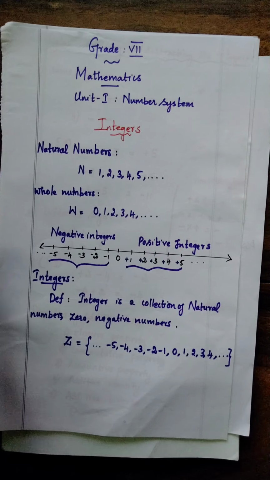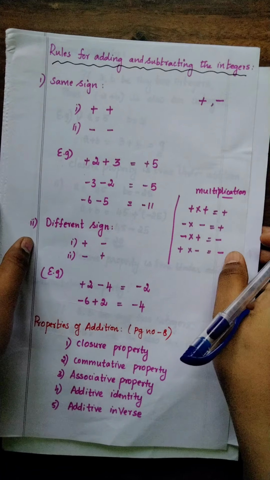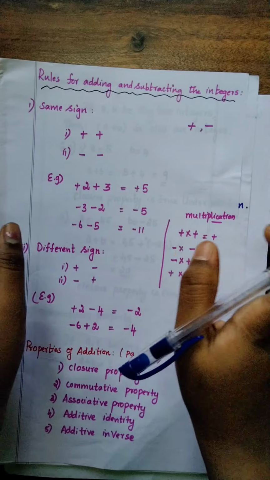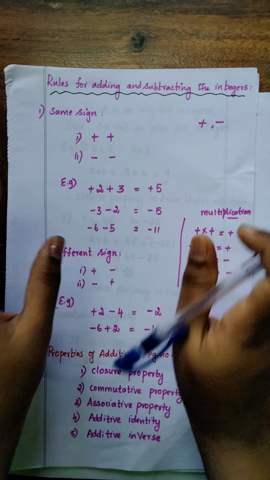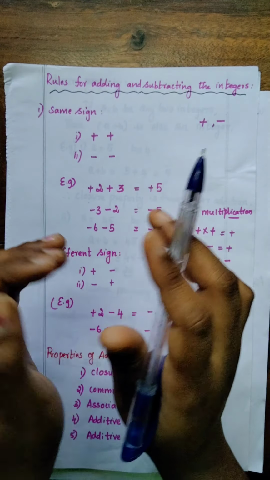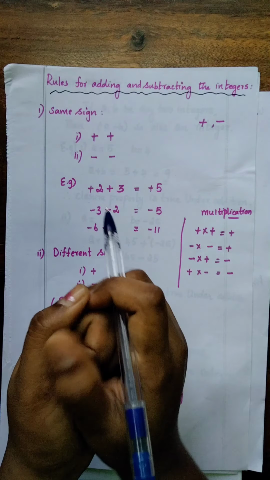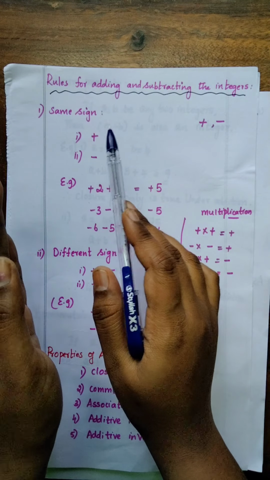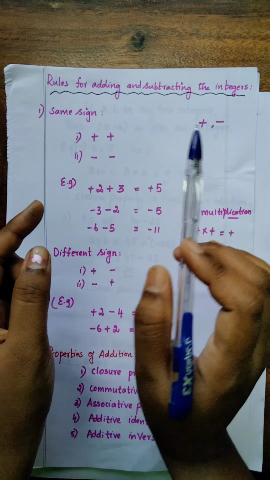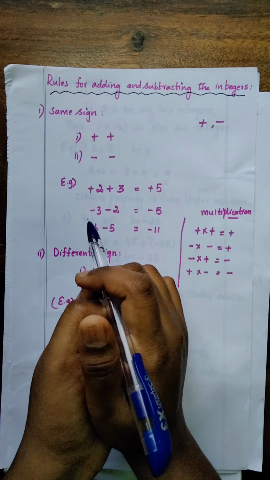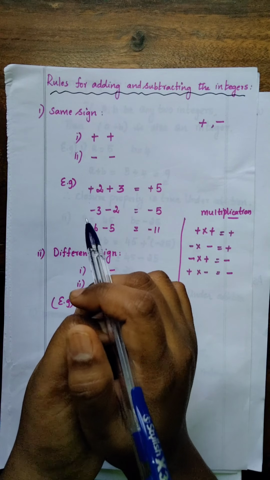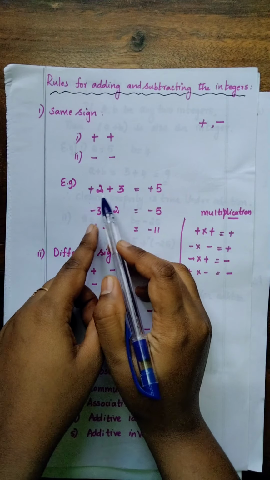Understand? Okay, our next heading is rules for adding and subtracting integers. Very, very important basic rule. The first one is same sign. If two numbers have the same sign, meaning both numbers have plus sign or both have minus sign, plus plus or minus minus, what will you do? Already I have taught. Yes, very good, we will add.